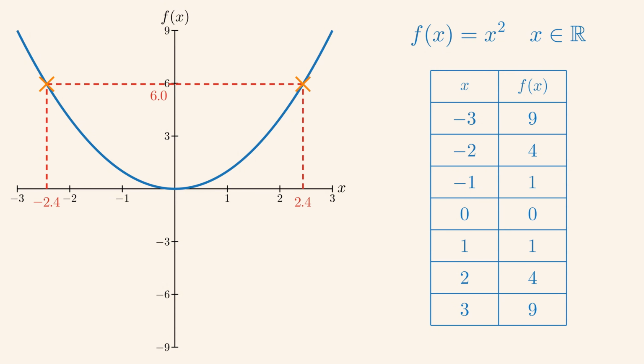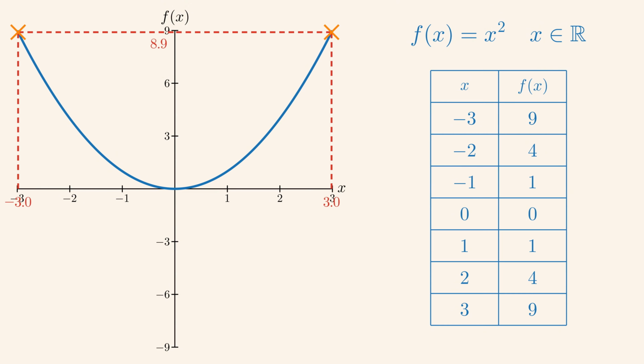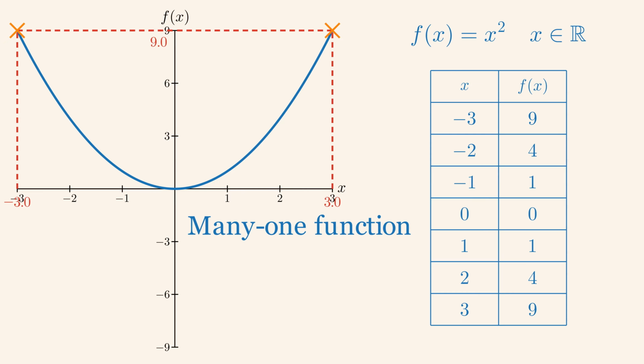In fact, for almost every positive value of f on the graph, there are 2 different x values that produce it. The only exception is f of 0. This is why we call it a many-to-one function. The table shows the same idea. The positive and negative versions of the same x number give the same f of x value, because squaring removes the sign.